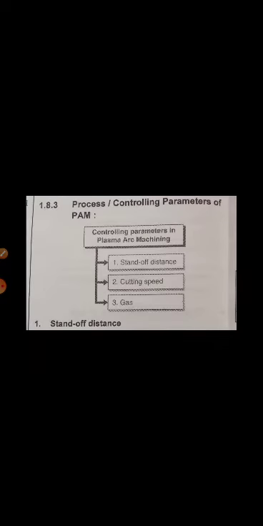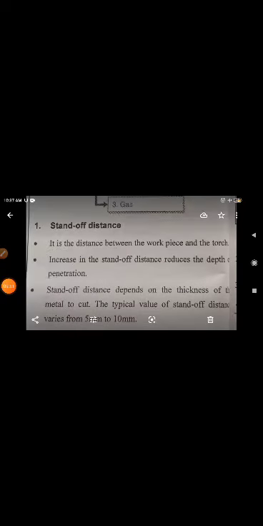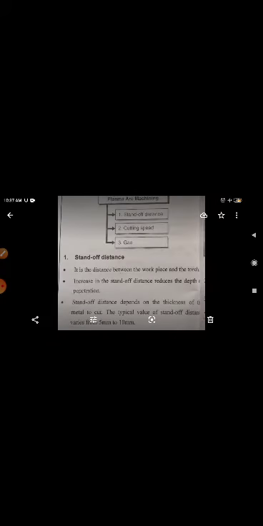Then the process controlling parameters of PAM, plasma arc machining: stand-off distance, cutting speed and gas. Stand-off distance is the distance between the tool or nozzle and the workpiece. An increase in the stand-off distance affects the depth of penetration. Stand-off distance depends on the thickness of the metal to be cut. The typical value of stand-off distance varies from 5 to 10 millimeter.